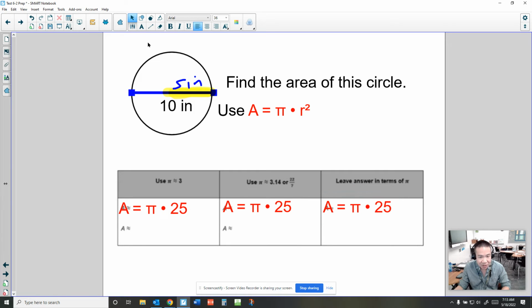Now it's time to find the area, the inside amount of space in this two-dimensional object. They said use 3 for pi. So 3 times 25 is 75. Don't forget the units. Inches, square inches. Because area is for a two-dimensional object, we have to use squared, to the power 2.